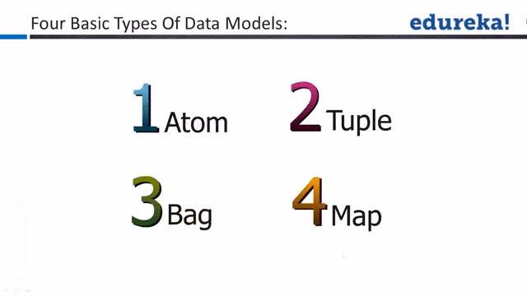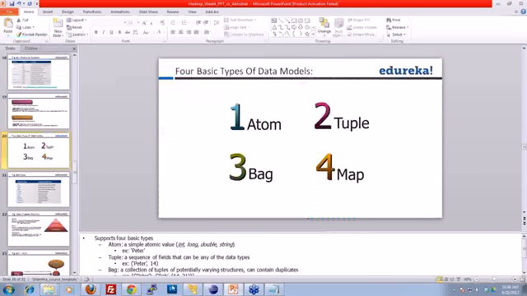Okay, so we have 4 basic types of data models in Pig. Which are these basic data type models in Pig? First one is called atom, the second one is called tuple, the third one is called bag, and the fourth one is called map. Now let me show it to you with an example what that actually means. Atom is a simple atomic value.